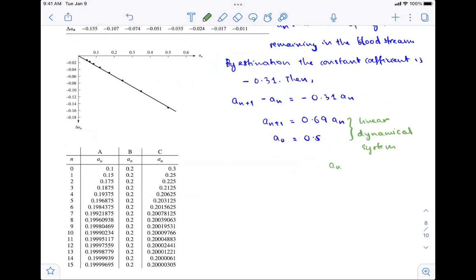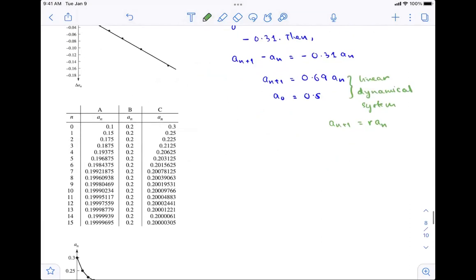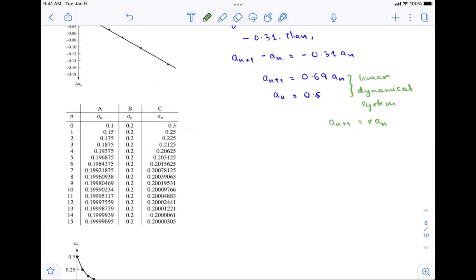Right, of the form a sub n plus 1 equal to r times a sub n. And because of this linear dynamical system, you can write the formula to help calculate any value of a sub n given any value of n. Then you have that a sub n is equal to negative 0.31 raised to the n power times a sub 0.